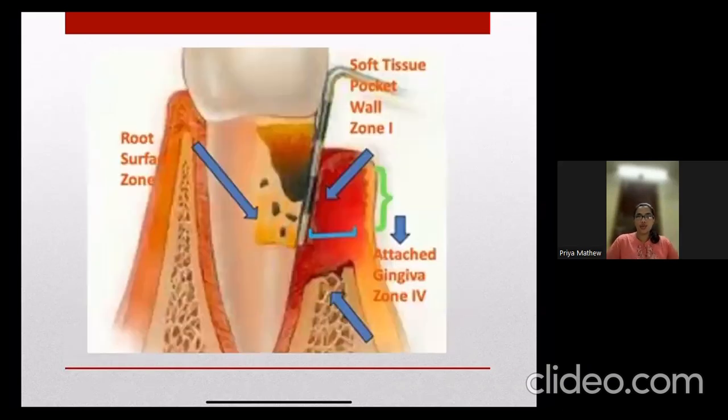The first zone is the soft tissue wall, also known as the pocket wall of the periodontal pocket. The second zone is the true root surface zone. The root surface, that is the tooth side of the pocket, is known as the root surface wall. The third zone is the alveolar bone, the defects or corrections that we have to do in the alveolar bone. That is zone 3. And zone 4 is the attached gingiva, the corrections that we have to do in the attached gingiva.